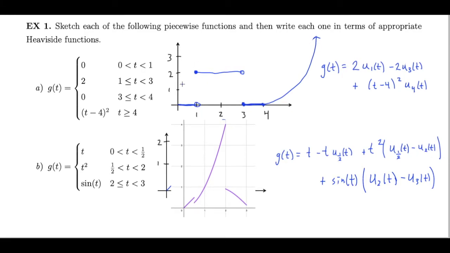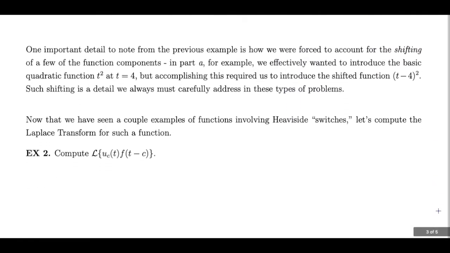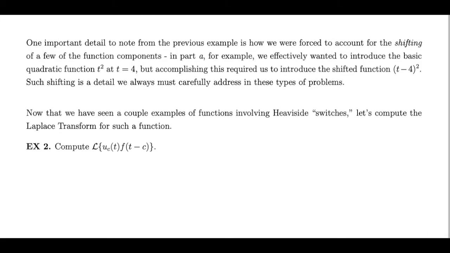So here's two examples of taking a piecewise defined function and representing it in a more concise way using Heaviside step functions. What I'd like to do next is quickly reiterate at the top of the next page this detail about shifting the function components as we saw in the previous example. In part A, as I pointed out, we wanted to introduce the quadratic function t squared, but we didn't want to turn it on until t equals 4. And so we accomplished that by shifting the t squared function over 4 units and then turning it on.